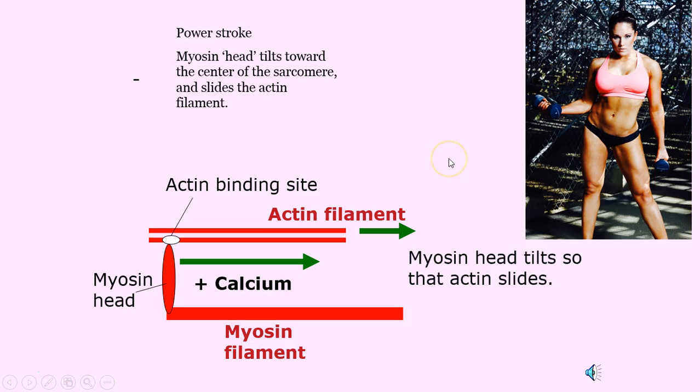Now, let's say we have Danielle here is going to flex her muscle. Then what we have is a power stroke. The myosin head is going to tilt towards the midline, the M line of the sarcomere, and when it does that, it's going to push actin that direction.